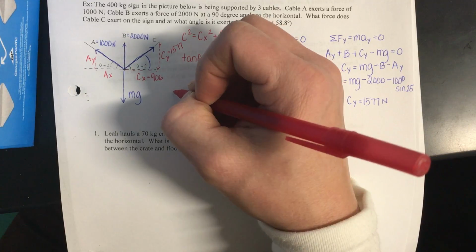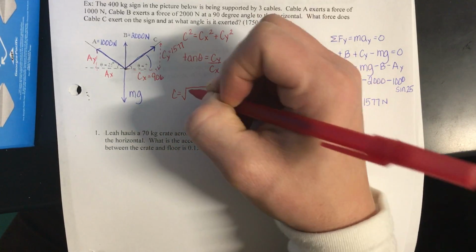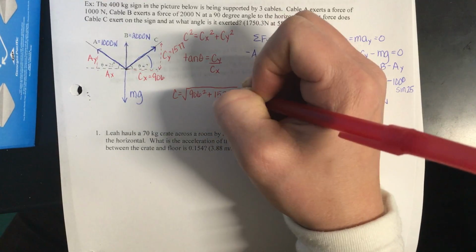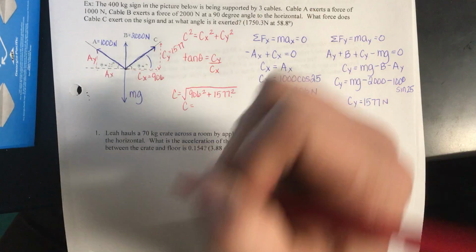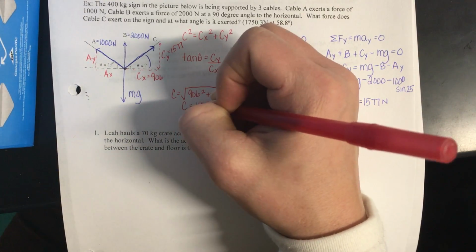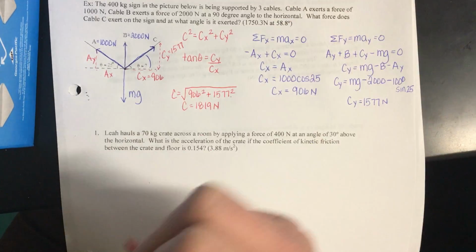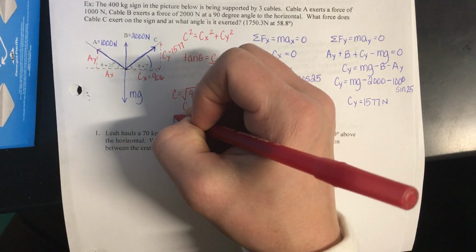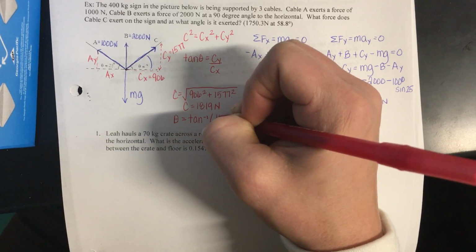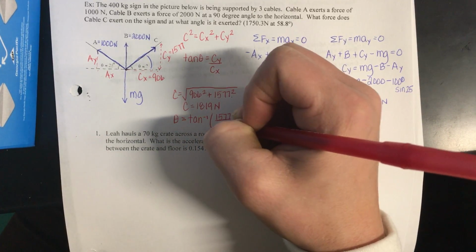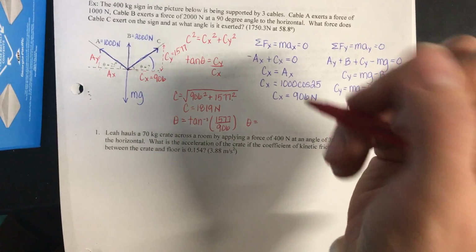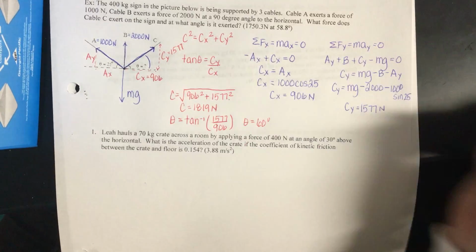And then we can just use Pythagorean. So C is going to be equal to the square root of 906 squared plus 1577 squared. So if you're using 10 for G, you actually get 1819 for C. And then theta will be equal to inverse tan. 1577 is opposite over 906 adjacent. And when you put that in your calculator, you'll get 60 degrees for theta.